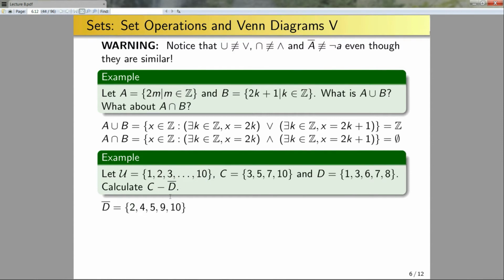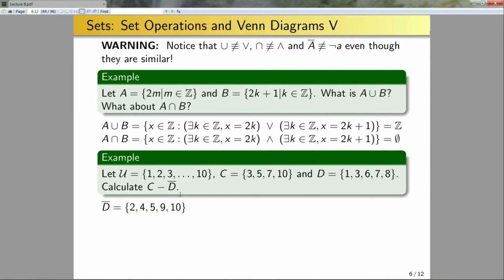So if I chase that out, 1 is in U, but 1 is in D, so 1's not in D complement. 2 is in U, but 2's not in D, so 2 is in the complement. And I just continue this with all of the elements. So explicitly, 3 is not in D, so 3's in D complement. 4 and 5 are missing between here, so 4 and 5 go in here. 6, 7, 8, and then 9 and 10 are missing, so 9 and 10 go into D complement.